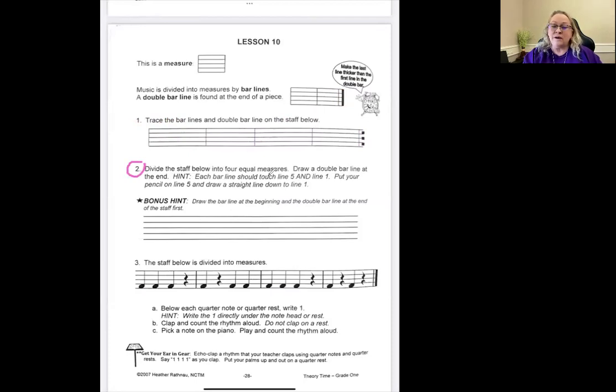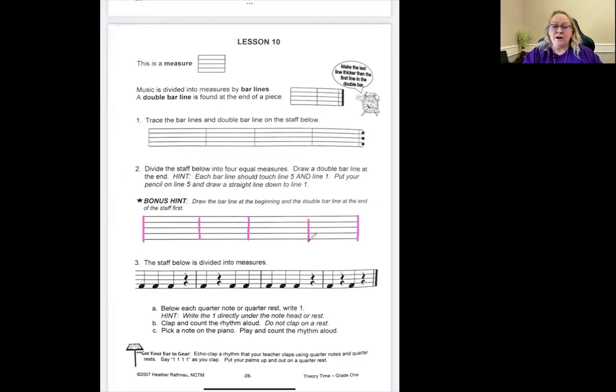So question number 2 says divide the staff below into 4 equal measures. And it says draw a double bar line at the end. Hint, each bar line should touch line 5 and 1. So they don't want you to draw this big bar line randomly. They want you to start at the top and end at the bottom. Here's something that I like to do. I draw my first one in the middle, then I draw one at each end, and then I divide each of those sections kind of in the middle.